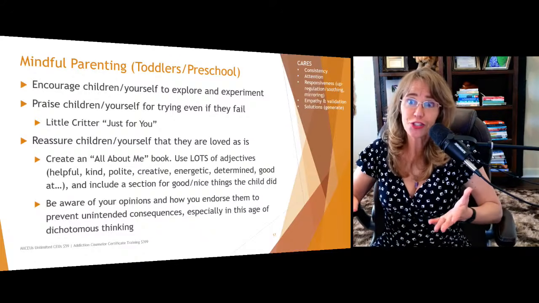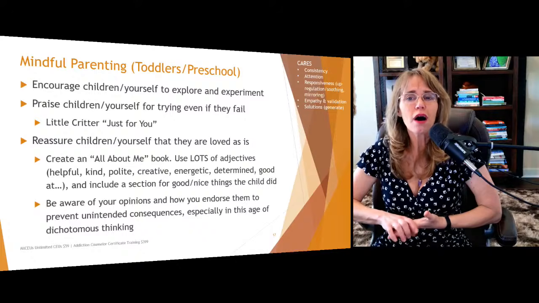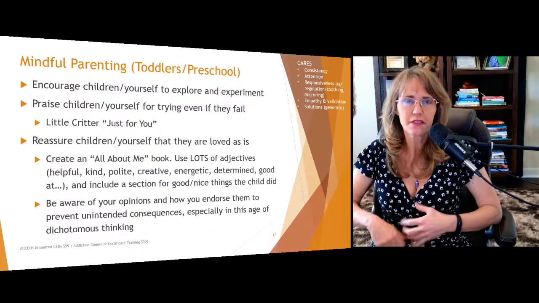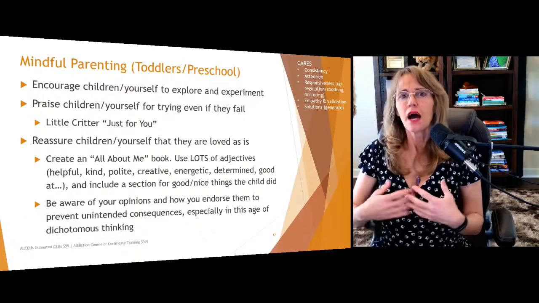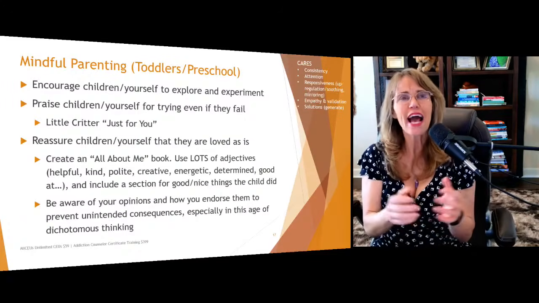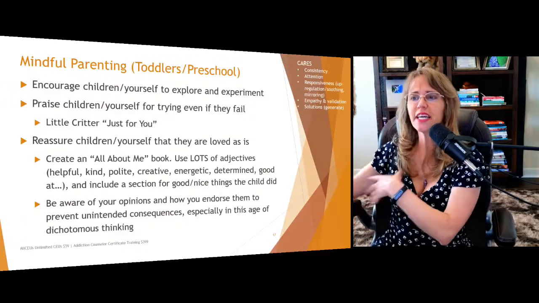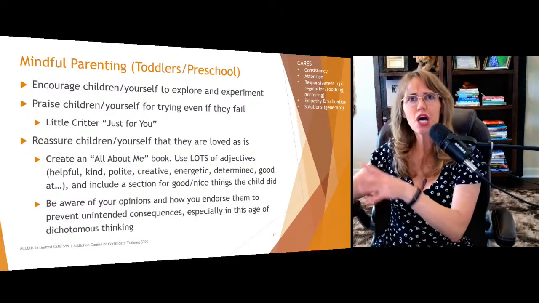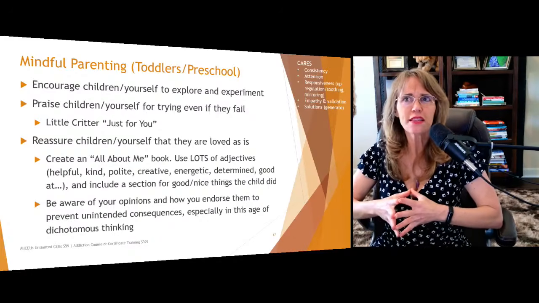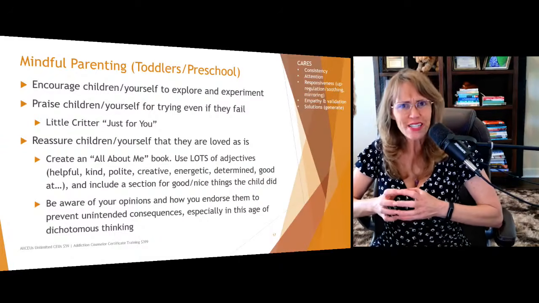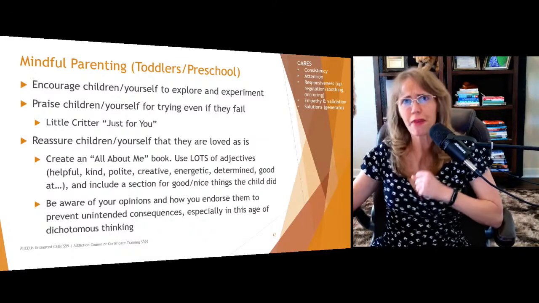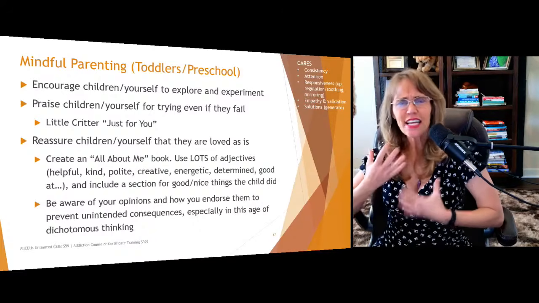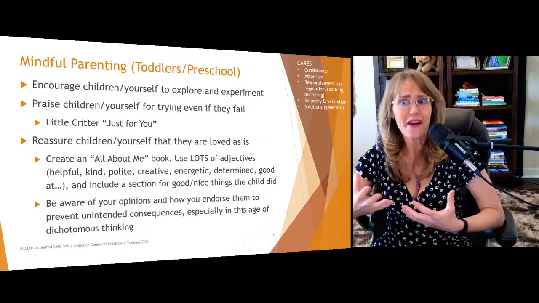Reassure children and yourself that you're loved as you are. You can do this by creating an All About Me book, using lots of adjectives. I mean, obviously this is for children. Let's do a page on showing how you're helpful, kind, polite, creative, energetic, determined, good at, whatever. So they have this book that's all about me, and it focuses on things that are intrinsic to them, not just what they do, like I'm good at baseball, but that they are kind and they're giving and they're creative, things that are just who they are.